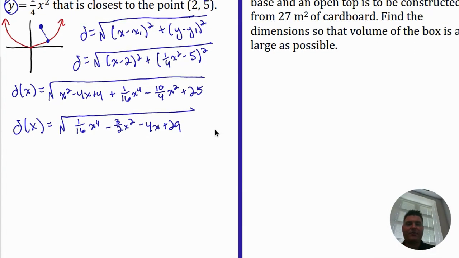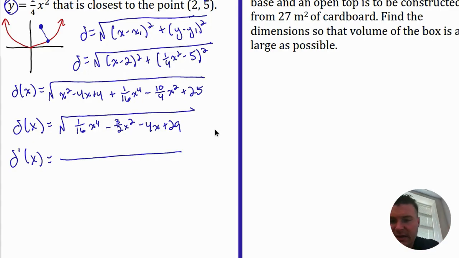I'm ready to take the derivative. We're going to set this equal to 0 to find our critical points. So the derivative here is going to be some chain rule. I'm actually going to have a denominator here, and the numerator, since we already have a square root function, is going to be the derivative of the inside.